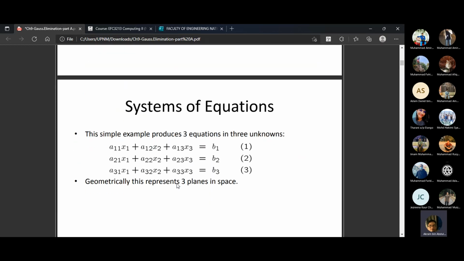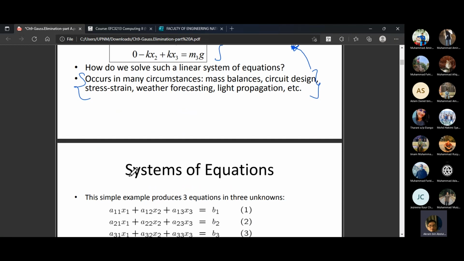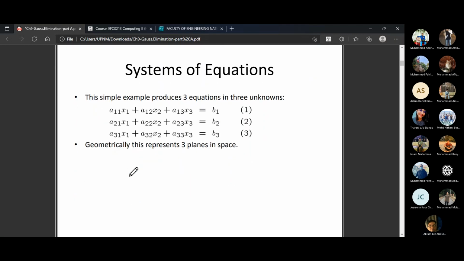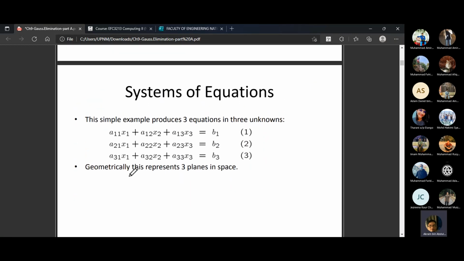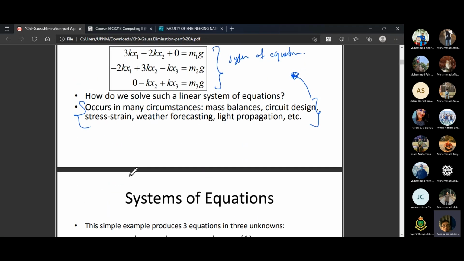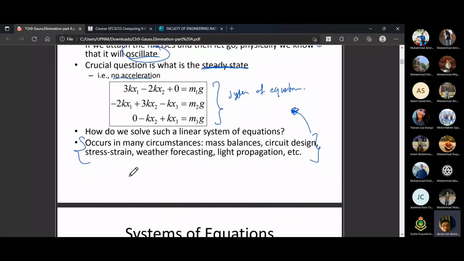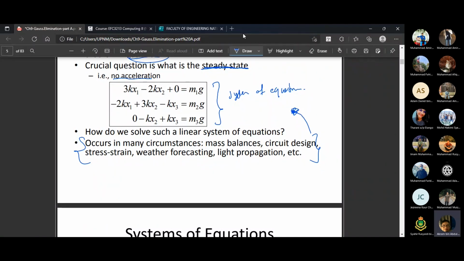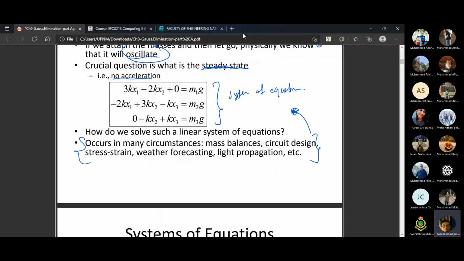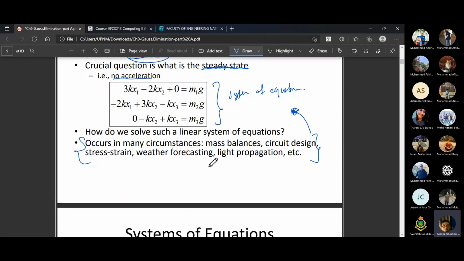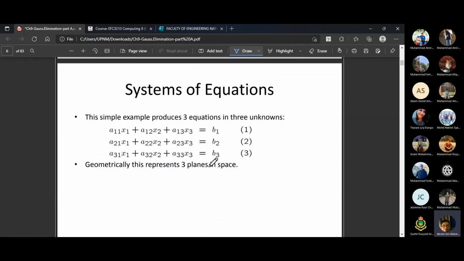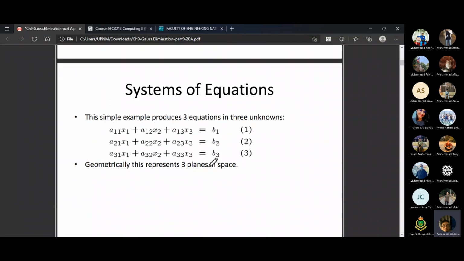So how can we solve this? Okay, let us look at systems of equations. Let us put aside this example first. Now we are trying to solve this kind of equation. So let us go back to the basics. How can we solve, let's say, three equations with three unknowns?